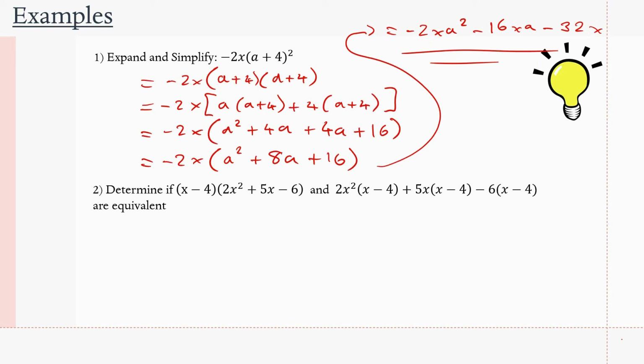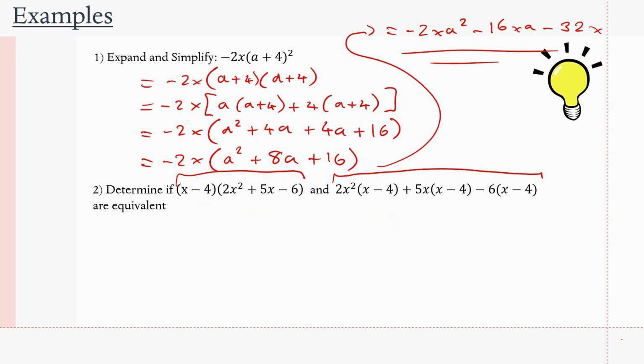So now on to question number 2. It says determine if x minus 4, all in brackets, times 2x squared plus 5x minus 6 and 2x squared times x minus 4 plus 5x times x minus 4 minus 6 times x minus 4 are equivalent. So it's asking you if this expression is equivalent to this one. Here you'd be inclined to simplify everything, multiply this binomial to this trinomial, or expand all this, but that will take you a really long time.